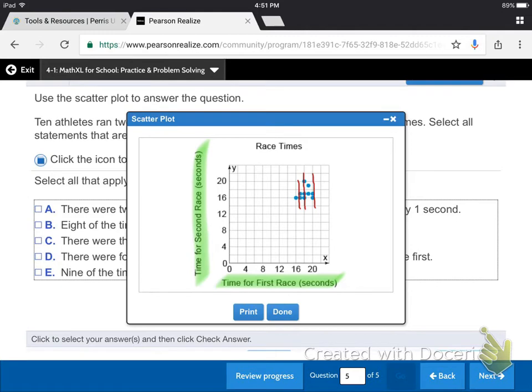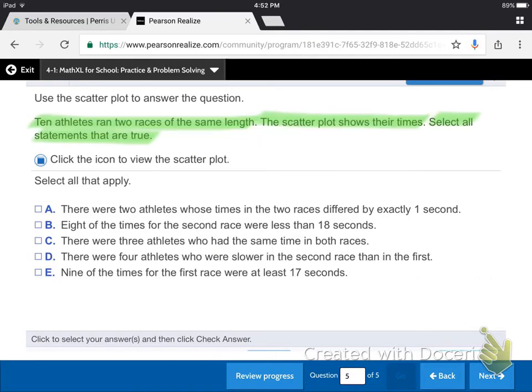So how many vertical lines can you draw? You see the middle red line goes through 3 points, but the one on the left and the one on the right each go through 2 points. So it does look like there's one athlete on the right and one athlete on the left whose times are different by exactly 1 second. So that does seem to be true. So we would mark that one.